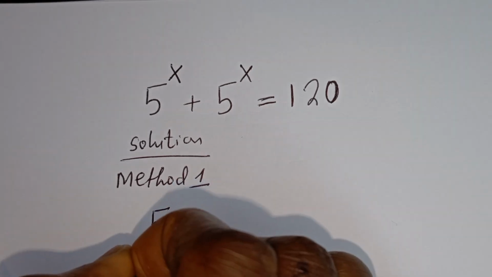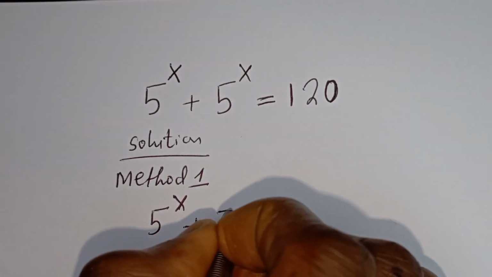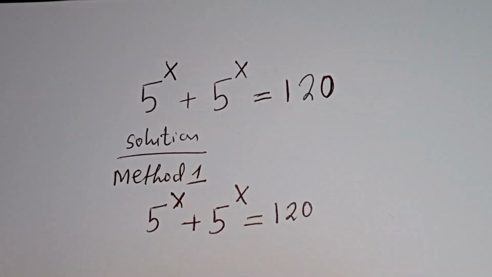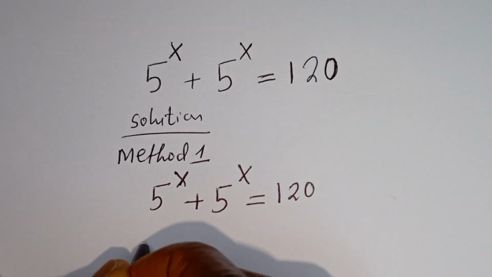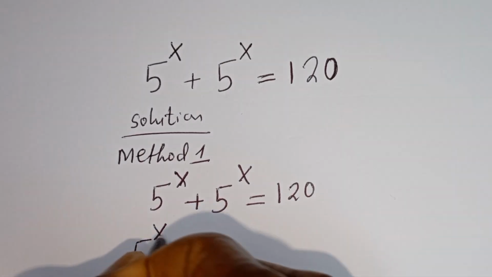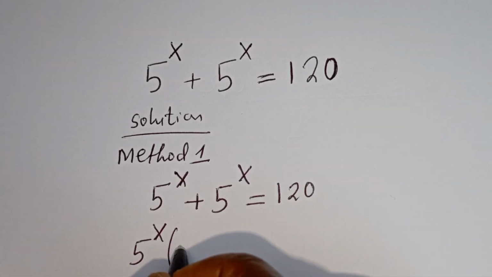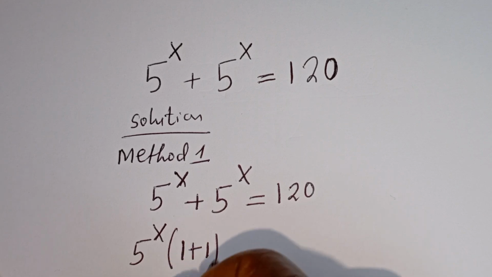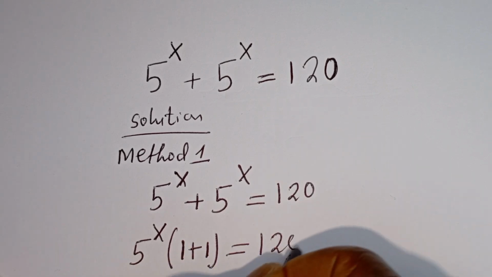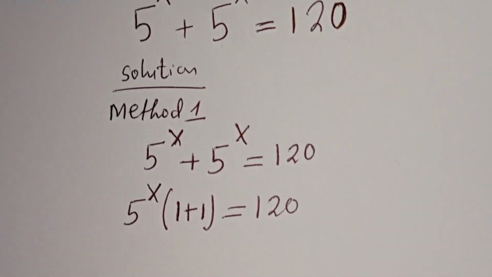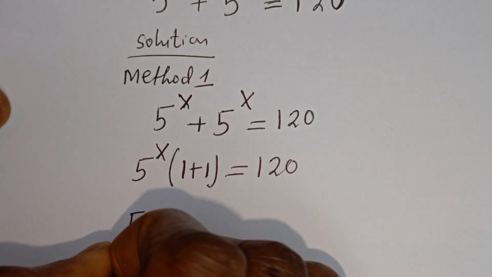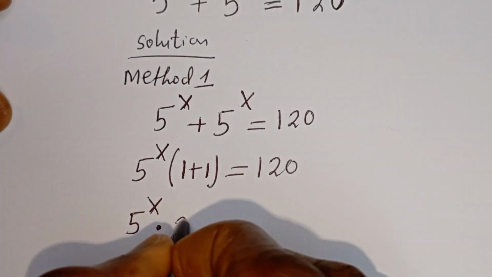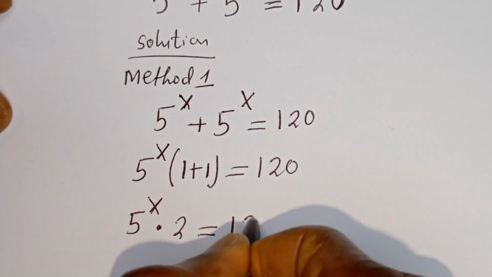We have 5 to the power of x plus 5 to the power of x is equal to 120. Then 5 to the power of x is common. Let's bring it out. Here is 5 to the power of x, bracket, this divided by this, we have 1 plus this 5 to the power of x divided by this 5 to the power of x. This is 1, is equal to 120. Then we have 5 to the power of x multiplied by 1 plus 1, this is 2, is equal to 120.